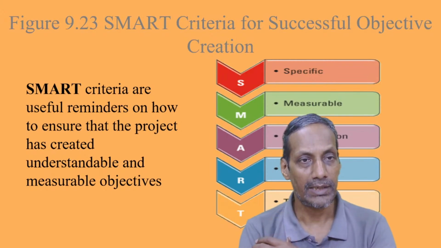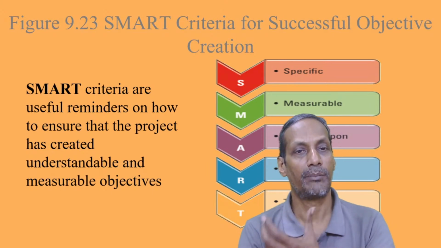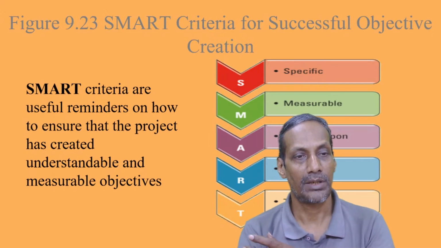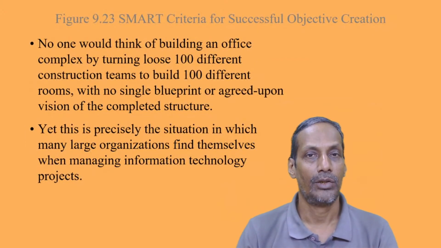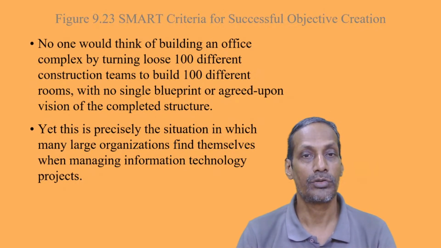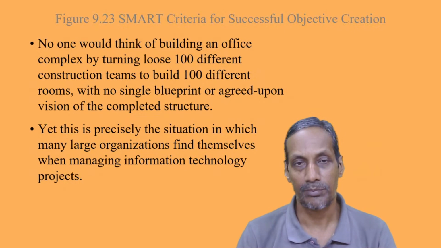So the SMART criteria are nothing but useful reminders to the designer on how to ensure that the project has created understandable and measurable objectives. No one would have thought of building an office complex by turning loose 100 different construction teams to build 100 different rooms with no single blueprint or agreed upon vision of the completed structure. Yet, this is precisely the situation in which many large organizations find themselves when managing information technology projects.